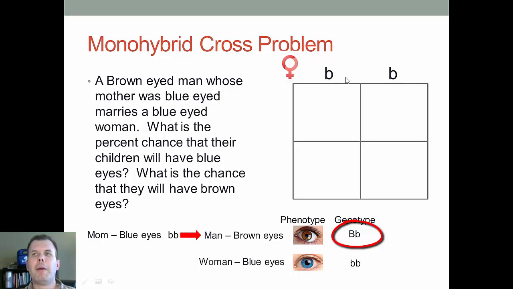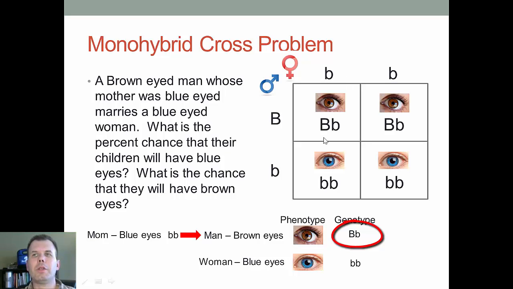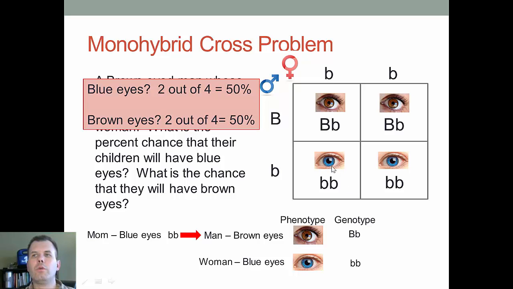So we put the mom on top, dad on the side, and we look at the possible combinations. Again, you just carry these letters over. Big B, little b will be brown eyes, and little b, little b will be blue eyes. They ask, what is the percent chance that the children will have blue eyes? We now count 1, 2 out of 4, so that's 50%. Same thing with brown eyes: 2 out of 4, that's 50%. So that answers their question.